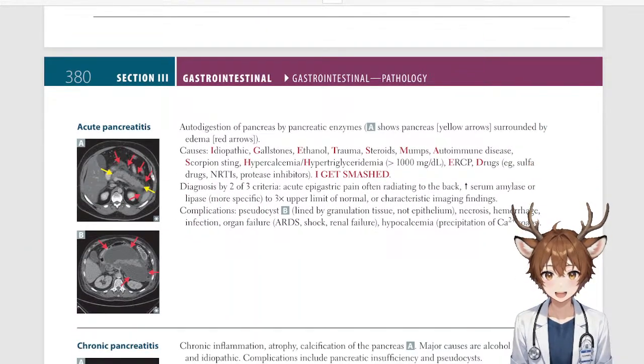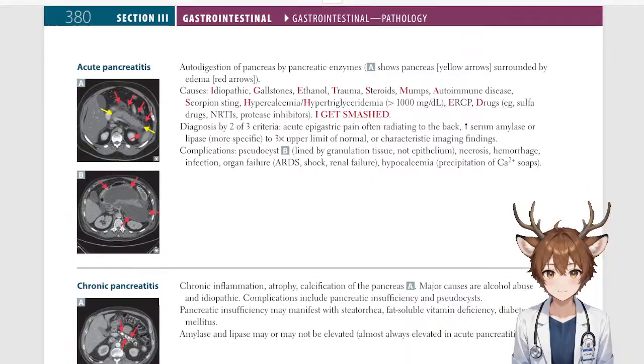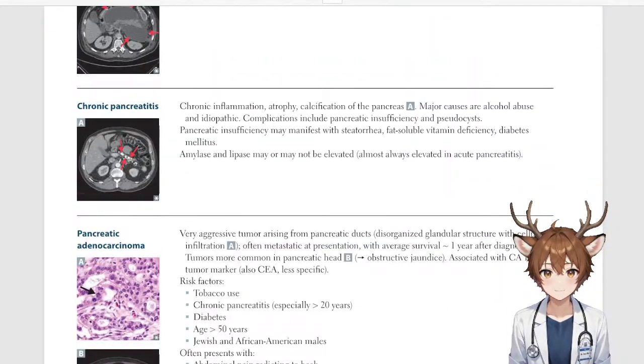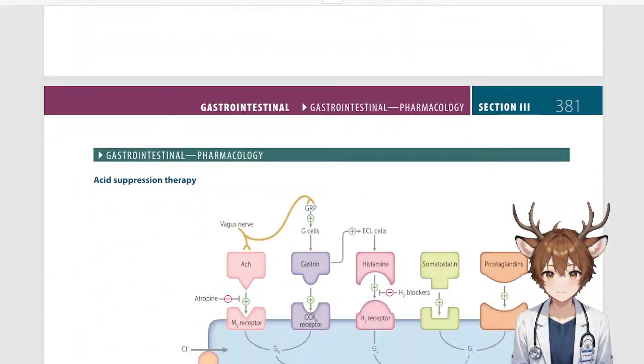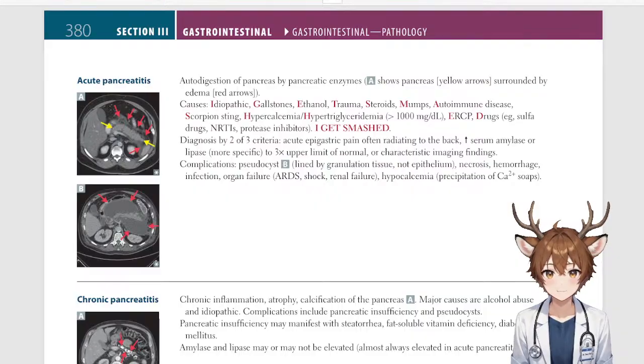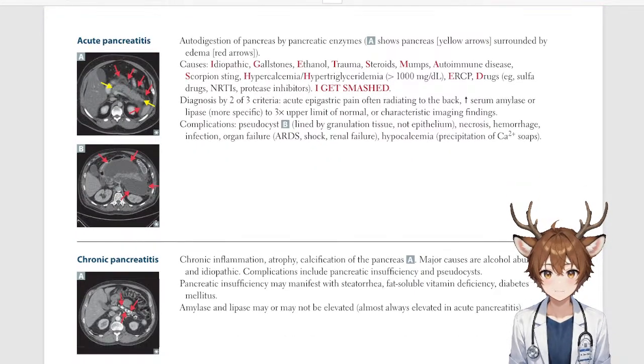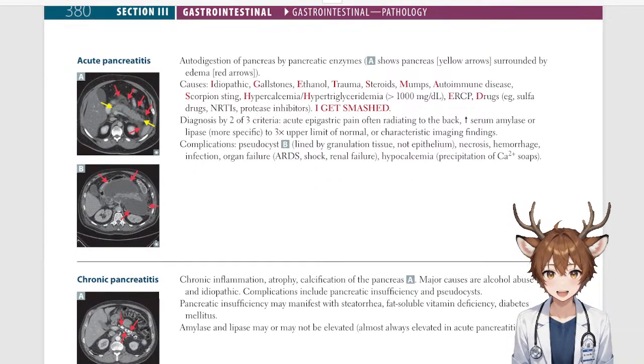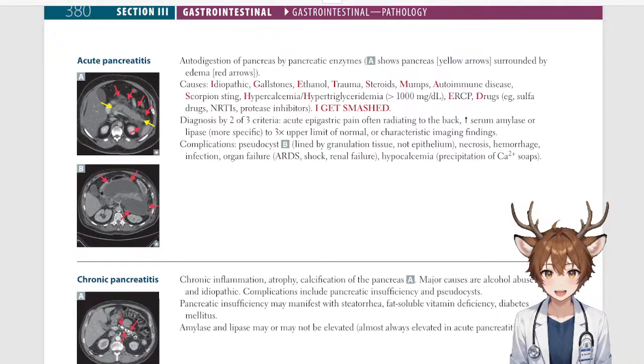Now we have something called cholangiocarcinoma. Somewhere. Oh, well, maybe not. I'll read this out.